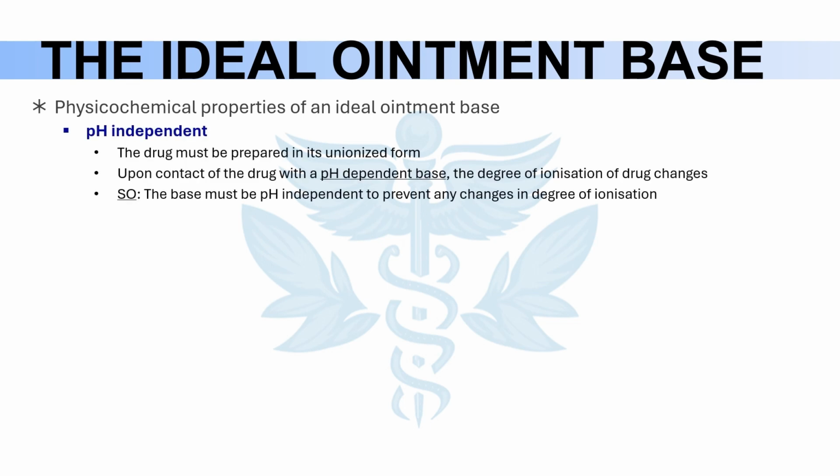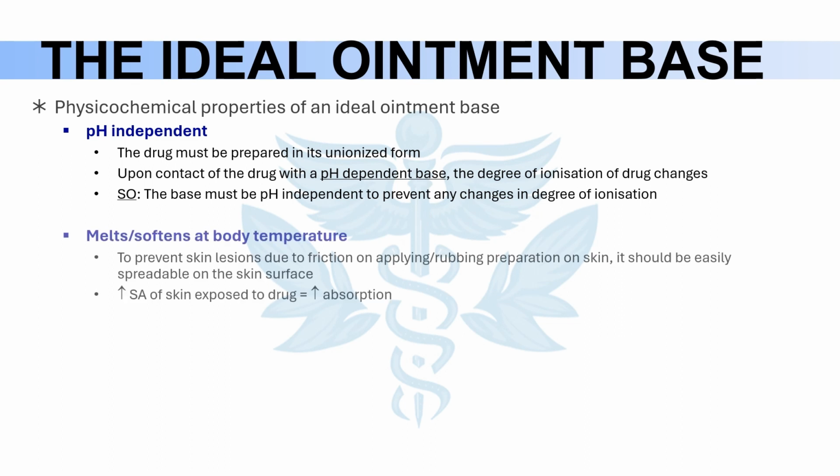Our ointment base should be pH independent. What does that mean? We previously established that our drug must be in its unionized form. If it is placed in a base which can readily change its pH, the degree of ionization of the drug changes, and this is undesirable as we want to preserve it in a certain form, which is the unionized form, and we want to keep it that way always. Therefore, our ointment base should be pH independent.